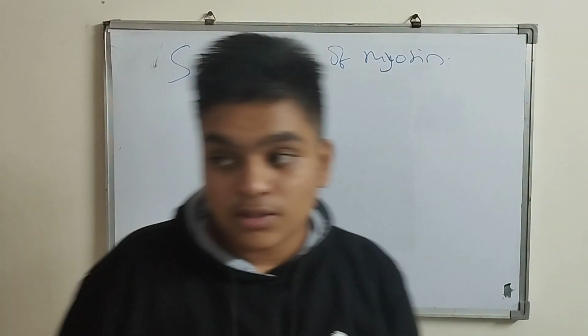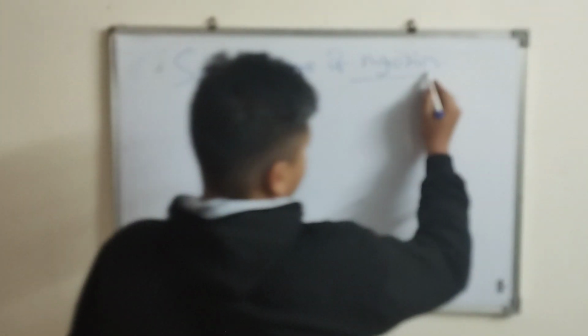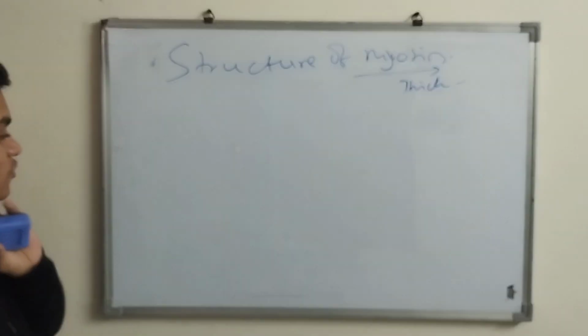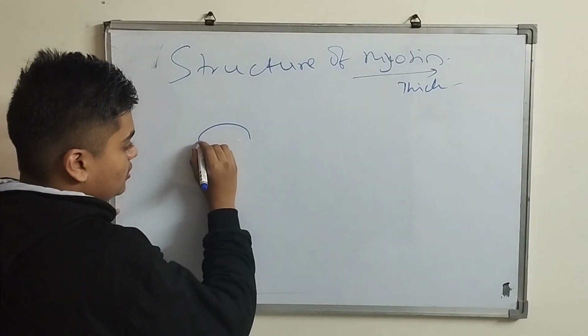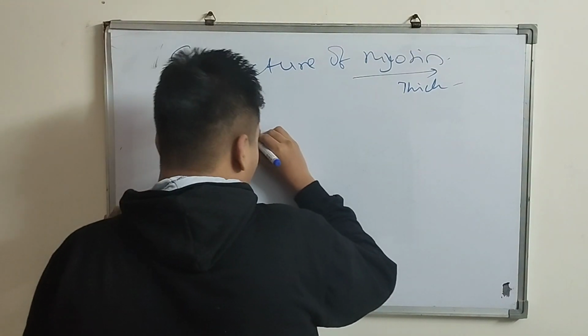We'll be seeing the structure of myosin now. Myosin, as I said, is also called the thick filament. Now, how does the structure of myosin look? I'm not a good artist, so I'll draw on the board, not in the books.